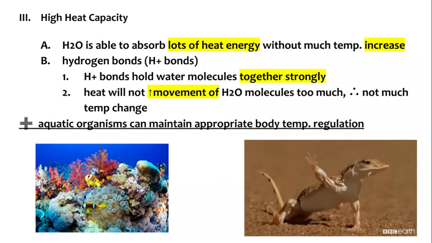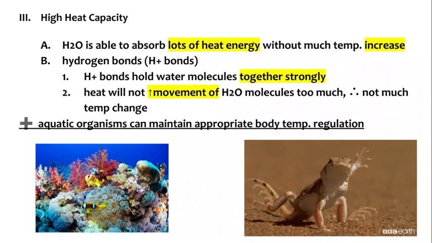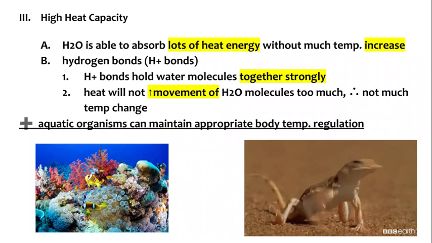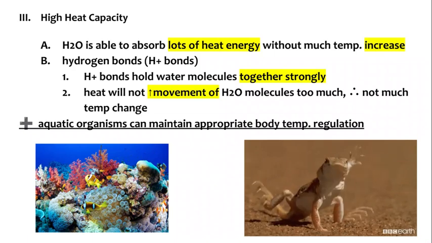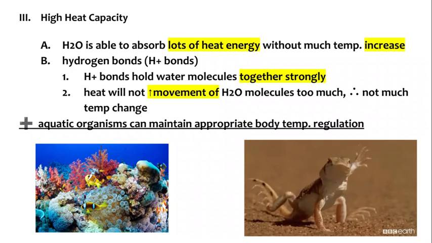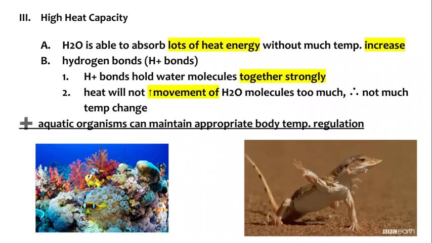So what's the advantage of this? Well, that means that aquatic organisms who are ectothermic, or use the environment, can maintain an appropriate body temperature regulation because the water doesn't change that much. Therefore, their body heat doesn't fluctuate too much.